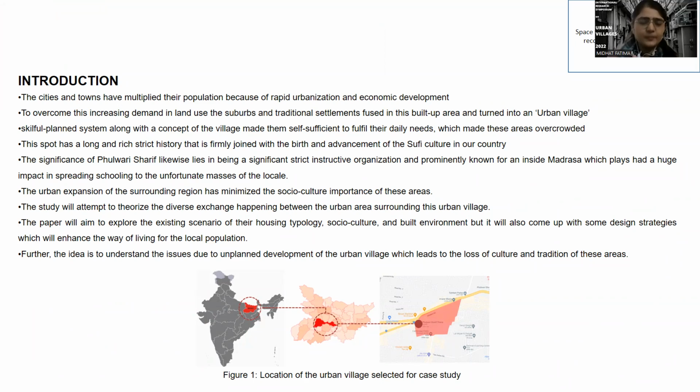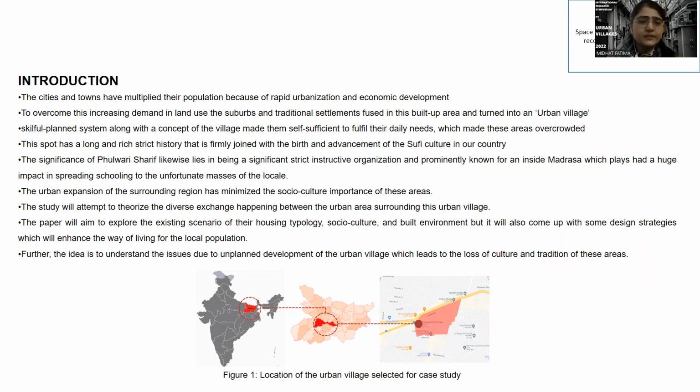In the introduction part, as mentioned in the figure, we have shown the urban village which has been selected for the case study purpose. The location is in Patna, Bihar, in the Fulwari region. The significance of Fulwari lies in being a significant religious educational organization, prominently known for its madrasas, which play a huge role in spreading schooling to the underprivileged masses of the region.